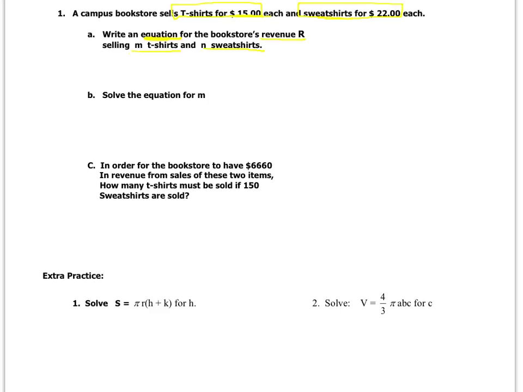I need to make sure I have it. And if revenue is my total, then I know I want R equals, and I'm going to do M, the number of t-shirts, times how much it costs, so 15M. And I'm going to add that to, each sweatshirt is 22, so 22N. So I used all my information, all 3 of my variables.